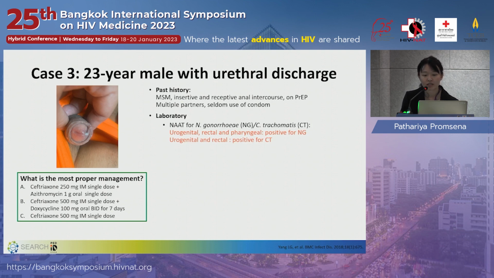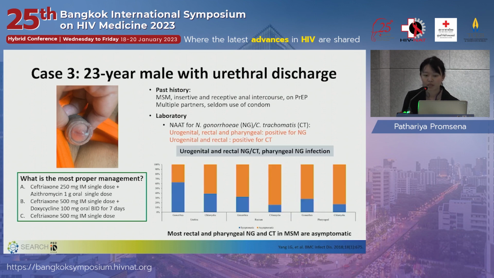In this patient, he is a participant in a gonococcal vaccine study, so we performed PCR testing for all possible sites of gonorrhea infection, and the result was urogenital, rectal, and pharyngeal gonorrhea infection, and urogenital and rectal CT infection. This is a good example to demonstrate that the infection may not be associated with symptoms, and we have to keep in mind the other co-infections.